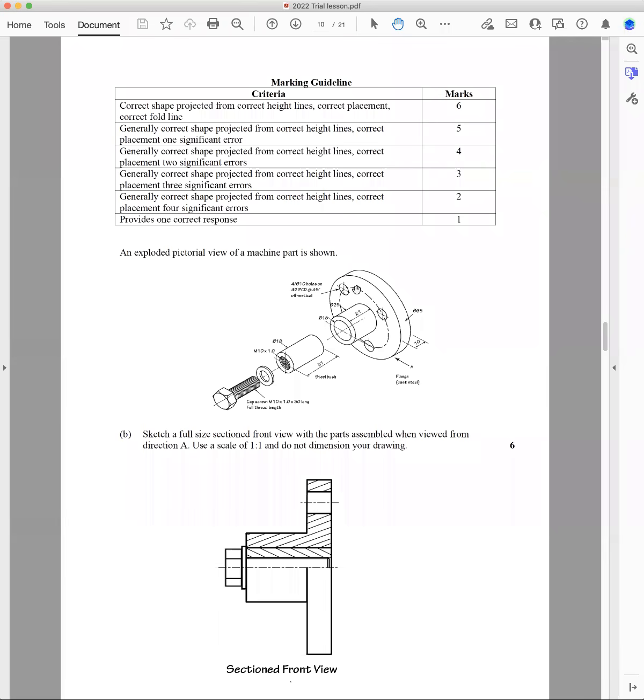Now, the other thing that you've got to know is you don't section the whole lot if the whole object is symmetrical. Now, if you do section the whole lot, you'll still get 4 marks for it if you do it correctly, but it's a waste of time.